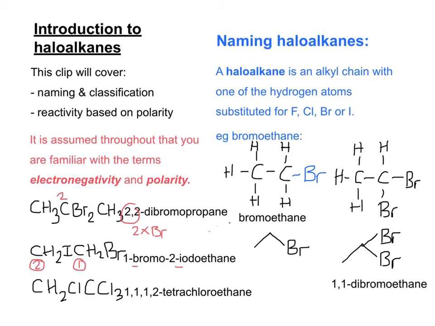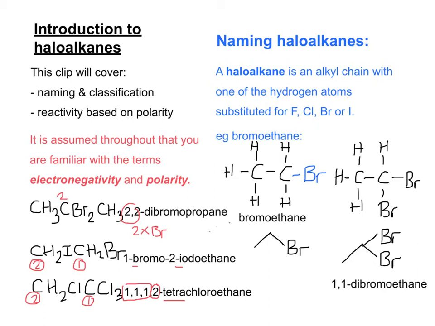In the third one, this is carbon number 1, and this is carbon number 2, because the carbon where all of, or most of, the substitutions are taking place, e.g. 3 chlorines all on 1 carbon, gives you 1, 1, 1. But then there's another chlorine on carbon number 2. So it's 1, 1, 1, 2. There's 4 chlorines in total, so we say tetra. So it's 1, 1, 1, 2, tetrachloroethane.